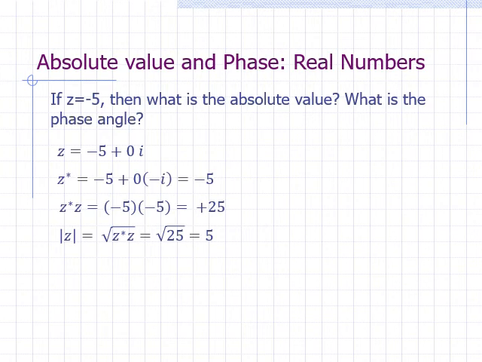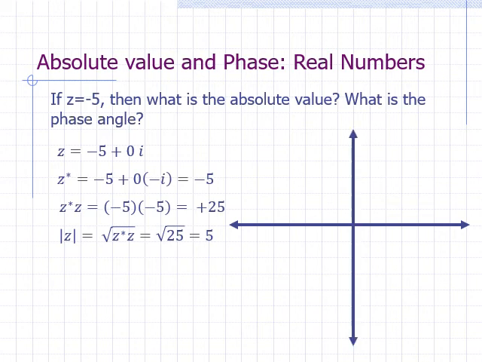Where's 5 on the complex plane? Here's the real axis, here's the imaginary axis, and here's negative 5. It's located at negative 5, 0. It's 5 units away from the origin, since its absolute value is 5. It's left of the origin, since it is negative. It is on the x-axis, since it's a real number. The imaginary part is 0.